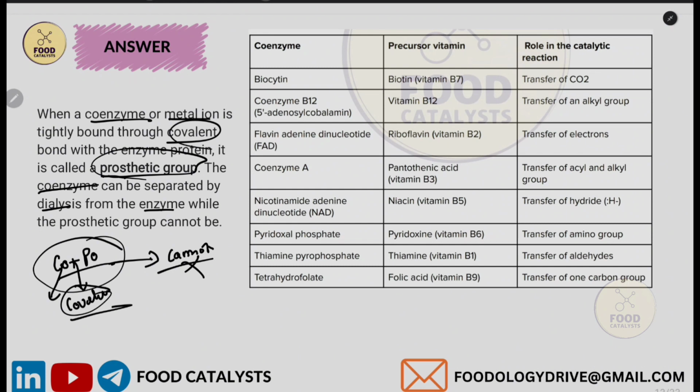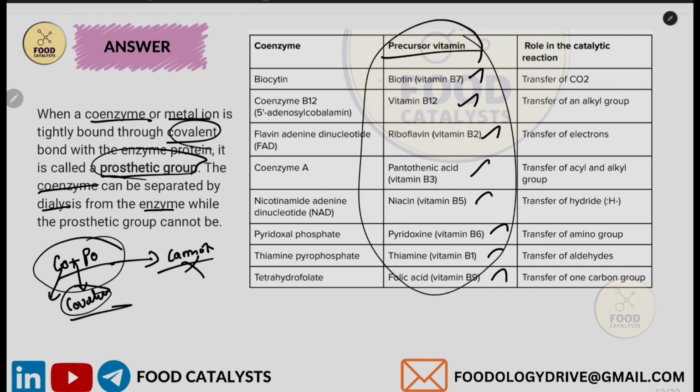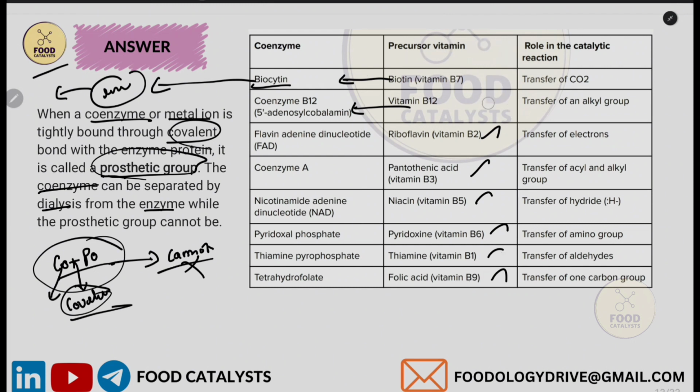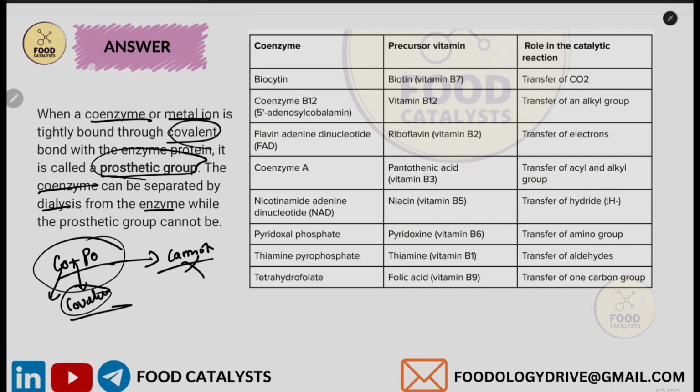And most of the coenzymes which we can see here are vitamins. You can see here vitamin B7, B12, B2, B3, B5, B6, B1, B9. All these vitamins are acting as a precursor, which means this vitamin will ultimately give this coenzyme. Okay, and this coenzyme will come and attach with a specific enzyme, and that enzyme will work on a reaction. So this is the whole process of how a vitamin will ultimately help in every enzymatic activity in our body. Now you have understood, right? So you can read these things.